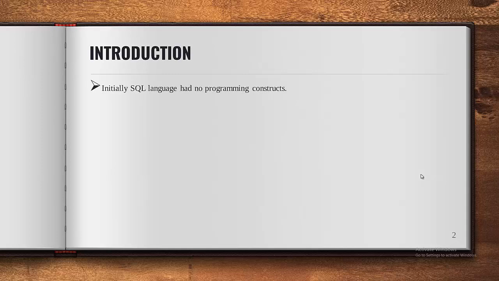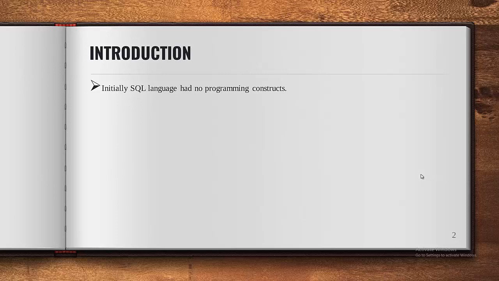Initially, the SQL language had no programming constructs. So what does it mean? All these years we have learned C language, C++ and Java. In every language, we'll be having some kind of variables, operators, control statements, functions. All these things will be available in order to do some programming. But in SQL, till now, we didn't learn any of these things. If we want to implement them, we don't have any opportunity to implement.